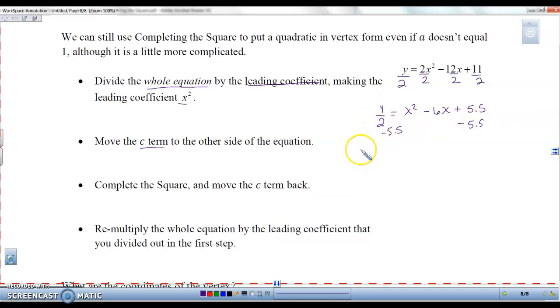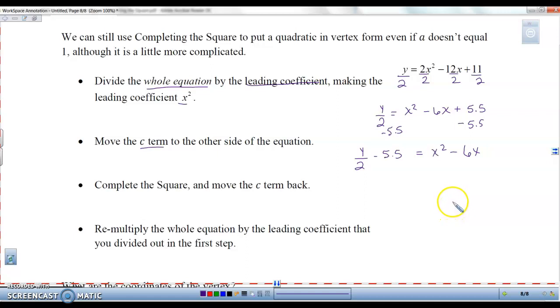Remember, I'm just going to leave this as y over 2 for right now. We'll deal with that later. So we have y over 2 minus 5.5 is equal to x squared minus 6x. Okay, now, this is where we complete the square. We want to take half of the b term and square it.